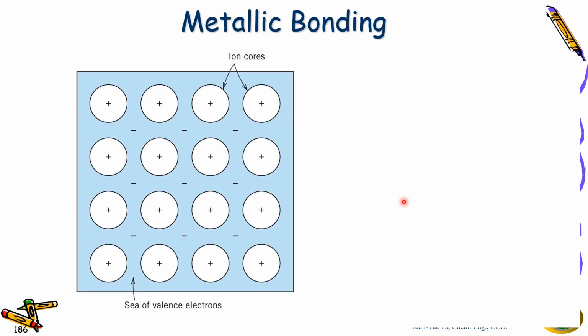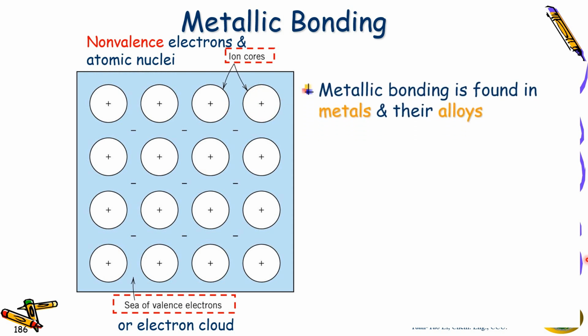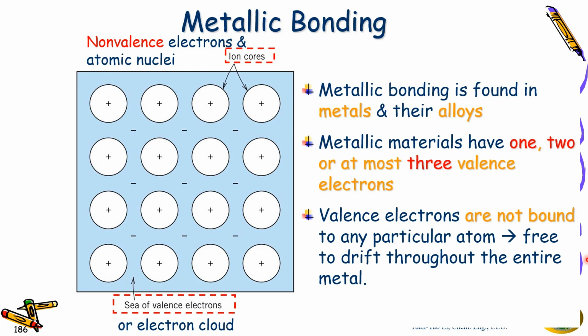So there is some explanation for you here. Metallic bonding is where you have an ion core, and you have valence electrons and nucleus. A metallic bond is found in metals and their alloys. Metallic materials have 1, 2, or almost 3 valence electrons. The valence electrons are not bound to any particular atom, so they are free to drift throughout the entire metal. So these electrons are very free. Sometimes we call it an electron sea or electron cloud.